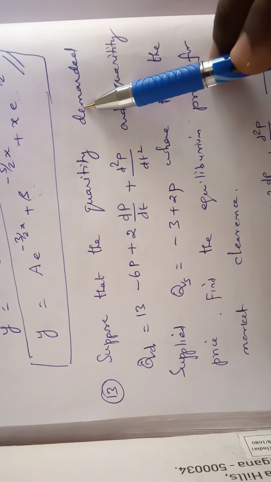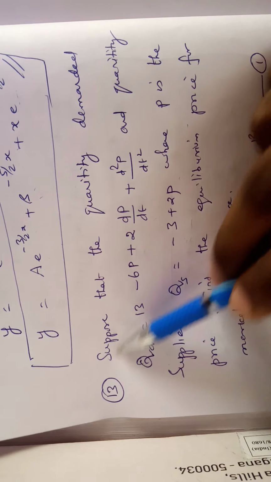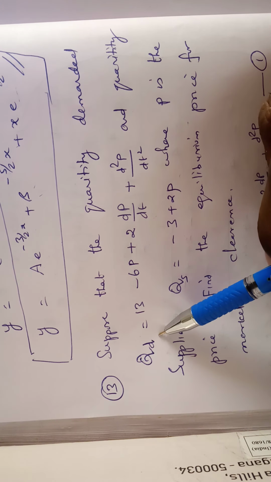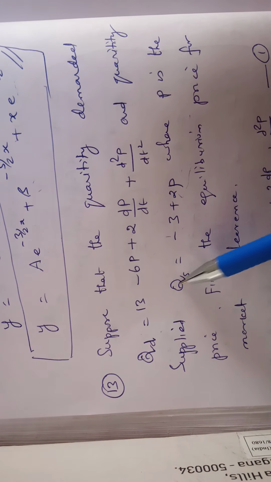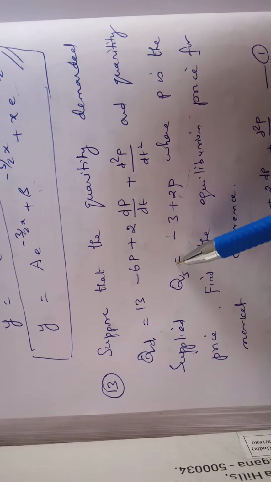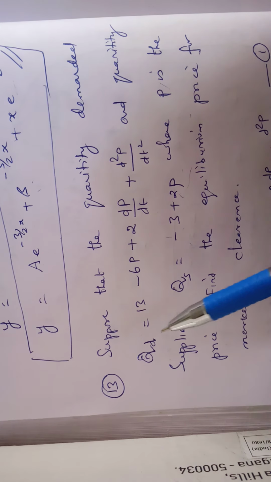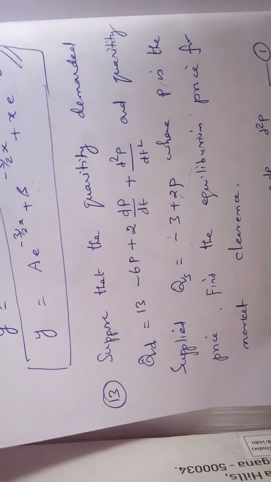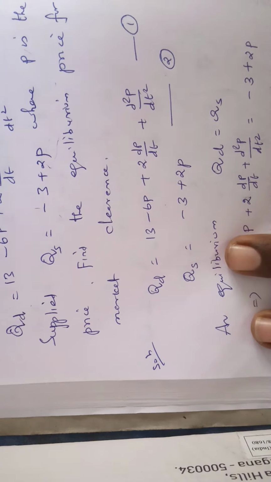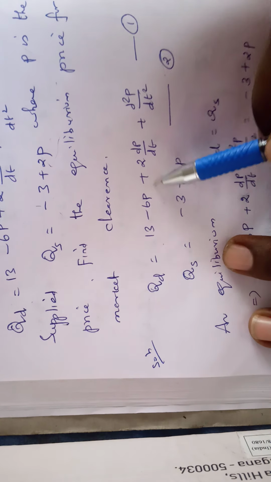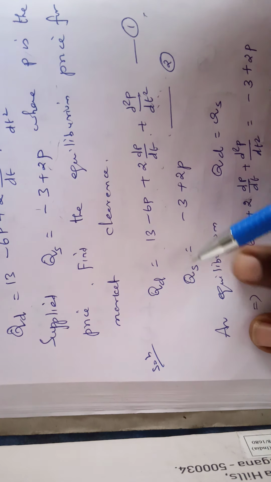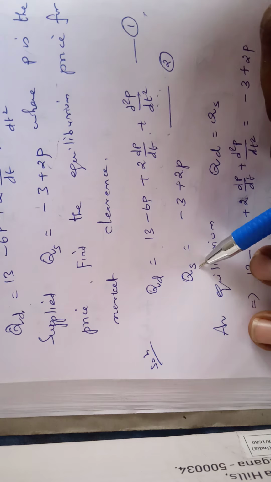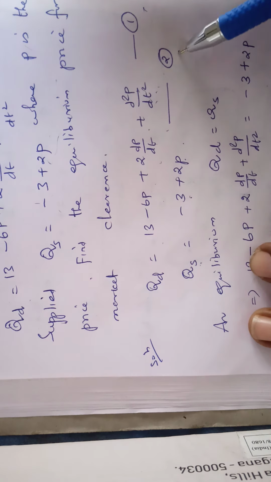In this problem, Qd is known as the quantity demanded, and Qs is the quantity supplied. For the equilibrium price, Qd equals Qs. First we take the quantity demand equation: Qd equals 13 minus 6p plus 2 dp/dt plus d²p/dt², equation number 1. Again, the quantity supplied equals minus 3 plus 2p, equation number 2.